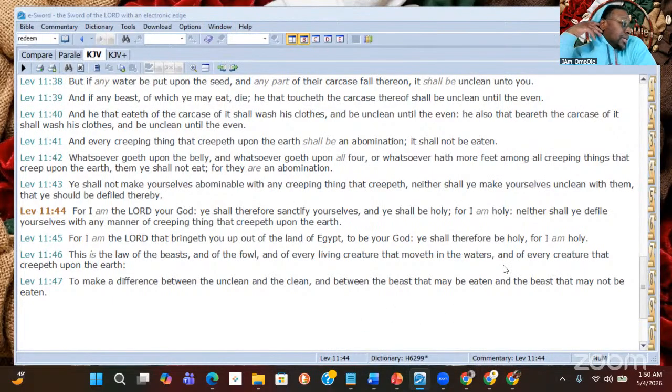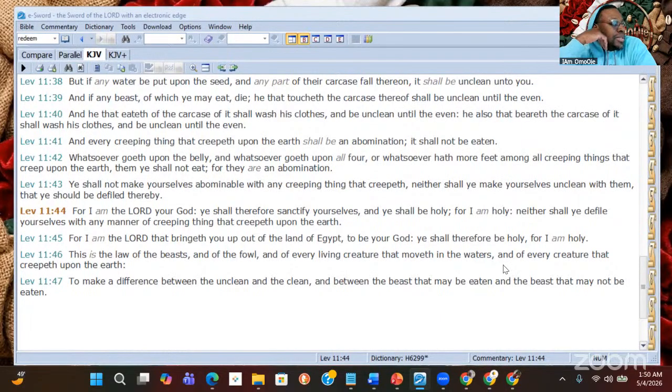For I am Jehovah, your Elohim. Ye shall therefore sanctify yourselves. Ye shall be holy, for I am holy. Neither shall ye defile yourselves with any manner of creeping thing that creepeth upon the earth. For I am Jehovah that bringeth you up out of the land of Mitzrayim to be your Elohim. Ye shall therefore be holy, for I am holy.